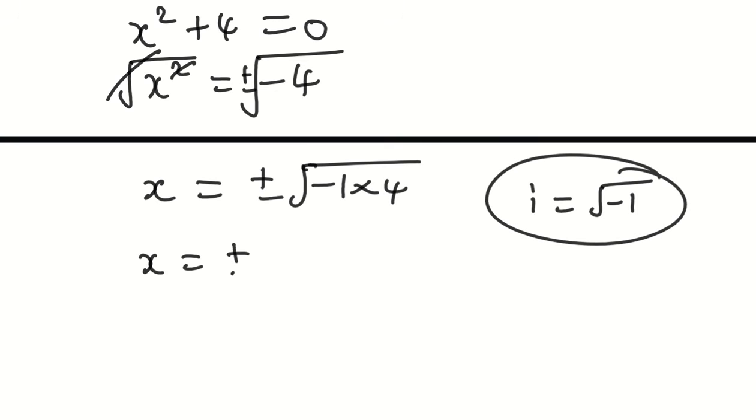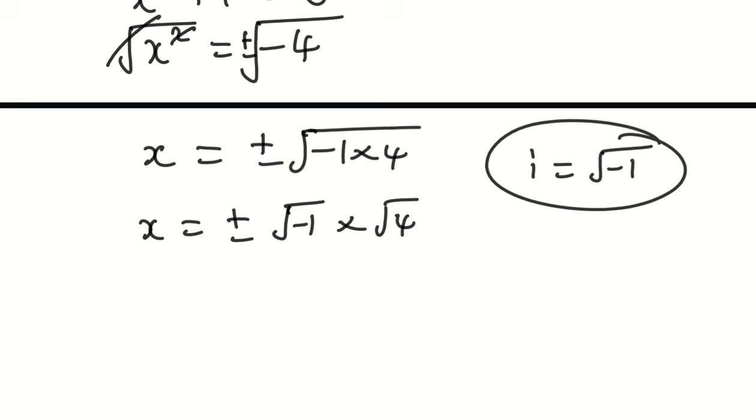x is equal to plus or minus the square root of negative 1 times the square root of 4. So I just distributed the radical to both numbers, negative 1 and 4. So here x is equal to plus or minus the square root of negative 1, which we use i to represent. That's an imaginary unit of an imaginary number. So i times the square root of 4, which is 2. So x is equal to plus or minus i times 2, which is 2i.